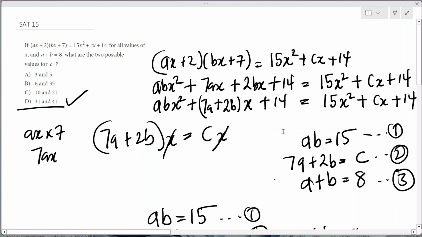A quick summary of what was done is that we used this first equation, which was written here, to derive two other equations, which we named equation 1 and equation 2. We used equation 1 and equation 3 to find the two values for a and the two values for b, then substitute each set of values into equation 2 to find the two values for c.